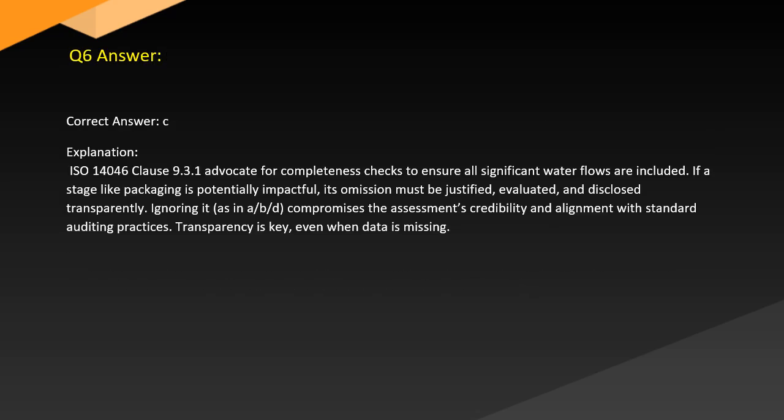Answer. Correct answer: C. Explanation. ISO 14046 Clause 9.3.1 advocates for completeness checks to ensure all significant water flows are included. If a stage like packaging is potentially impactful, its omission must be justified, evaluated, and disclosed transparently. Ignoring it, as in option A, compromises the assessment's credibility and alignment with standard auditing practices. Transparency is key, even when data is lacking.